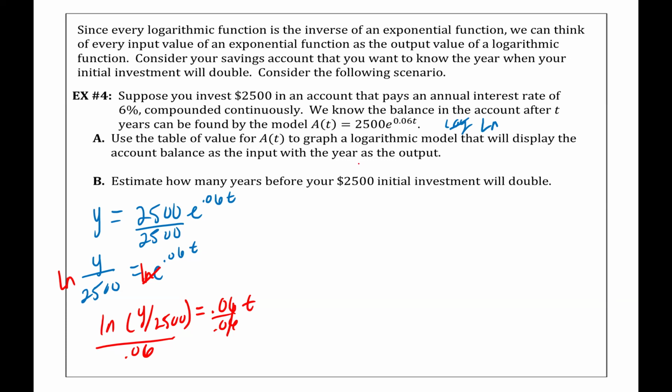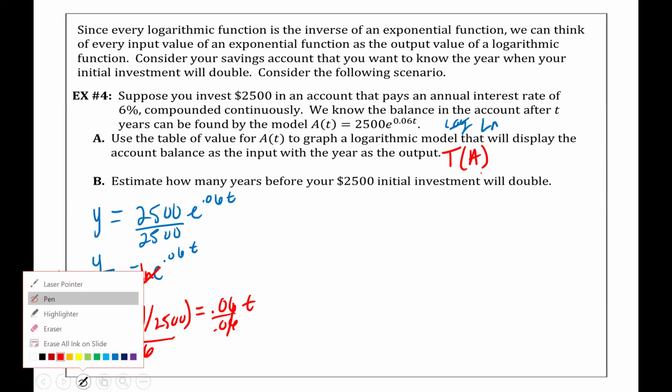The reason why I didn't switch is because now your Y is your A of T, and you know that this is what you're solving for. So this is saying time given the amount, right? So if I have the time given the amount of money, I don't know why I made it a capital T. Oh, just go with it.